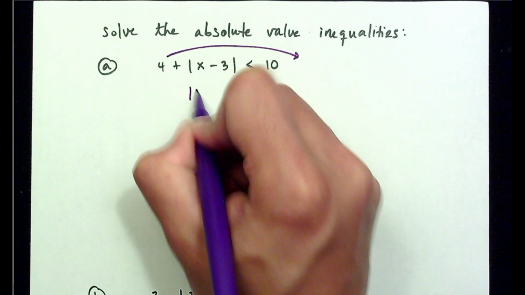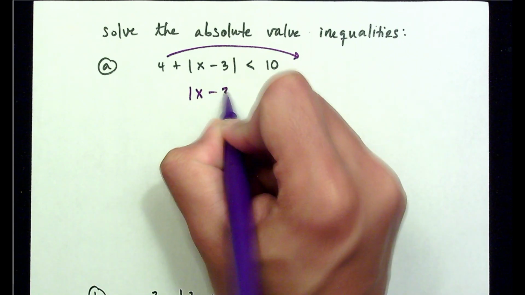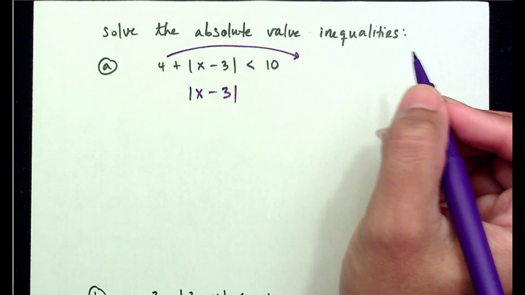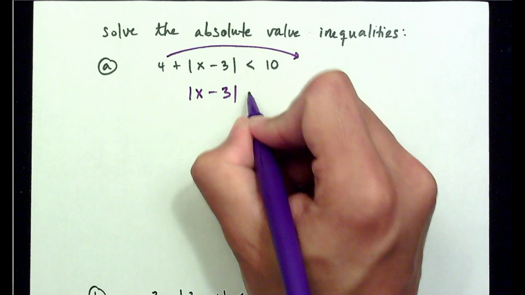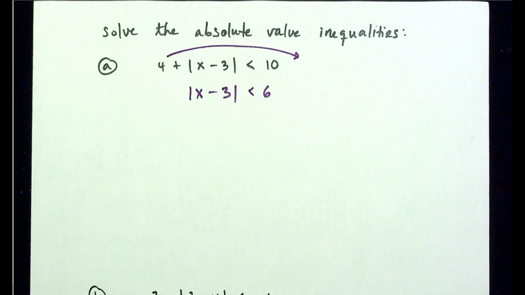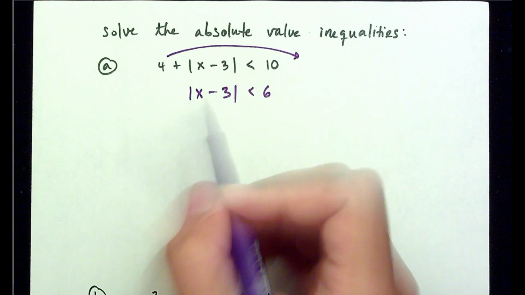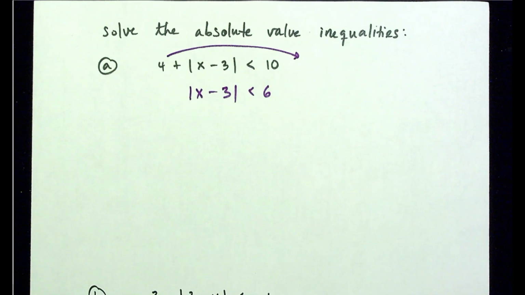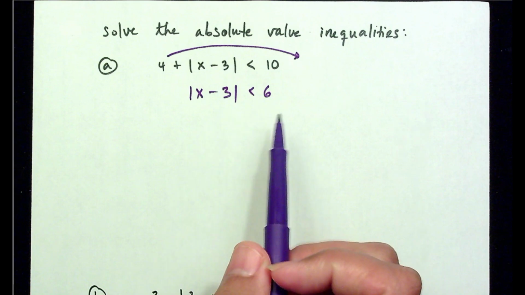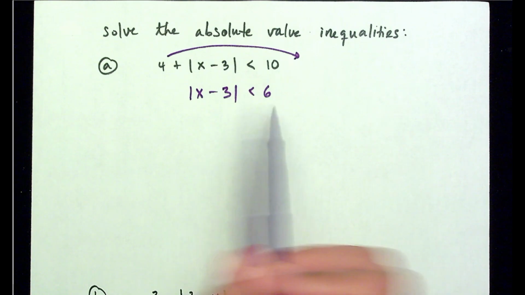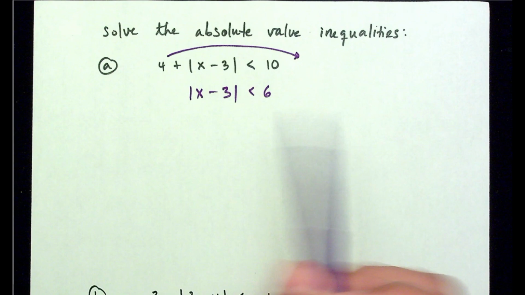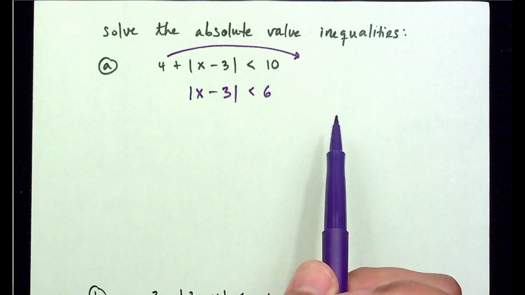And this is going to become absolute value of x minus 3, and then when you subtract 4 from both sides, this is going to become 6 on the right-hand side. So subtract 4 from both sides. And now the absolute value is all by itself. So that took only one step in this example. After that, you have to think, what type of absolute value inequality is this? Remember, there's 2 cases, and you should review how to do both cases.